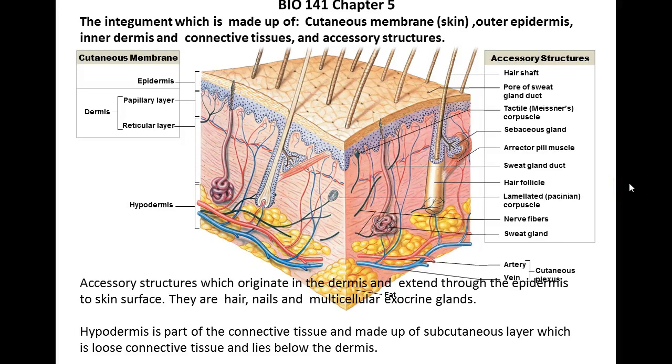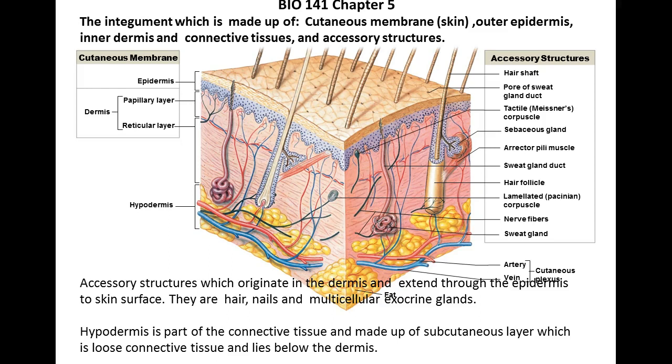Hello, everybody. We're on to Chapter 5 now, the chapter about the integument, or sometimes known as the integumentary system. My Chapter 5 almost got cut off there, but I think the big cube of skin tells the whole story there.